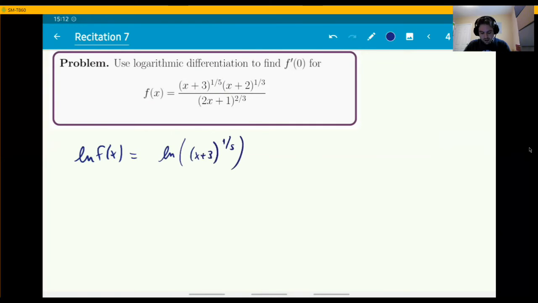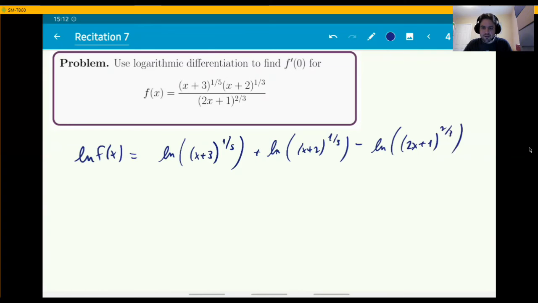by the way, when I say log or when I say ln, I always mean ln, the natural base logarithm. So it's like this. Log of the first term plus log of the second term minus log of the denominator. And furthermore, each one of these has an exponent that we can bring outside of the logs. In this case, 1/5, 1/3, and 2/3.